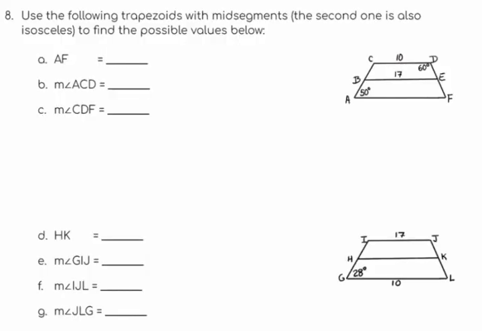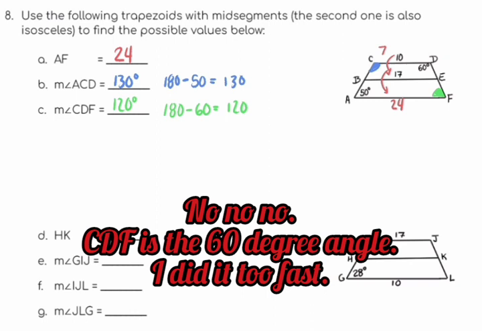Problem 8, a lot of properties about trapezoids. Using midpoint segments, we know that the middle segment is halfway between the top segment and the bottom segment. So the distance is 7, so 7 more than 17 is 24. Consecutive non-base angles of a trapezoid add up to 180 degrees. So since the bottom one is 50, 180 minus 50 is 130. Using that same rule on the other side, 180 minus 60 is 120.